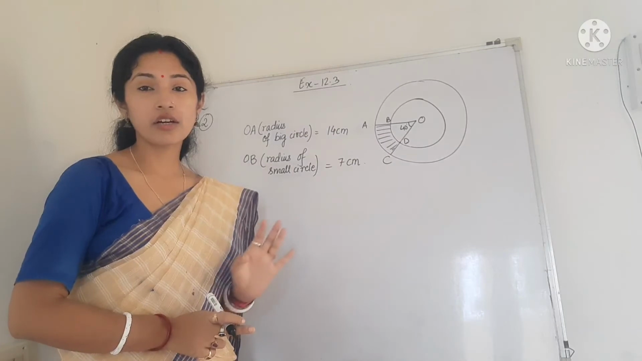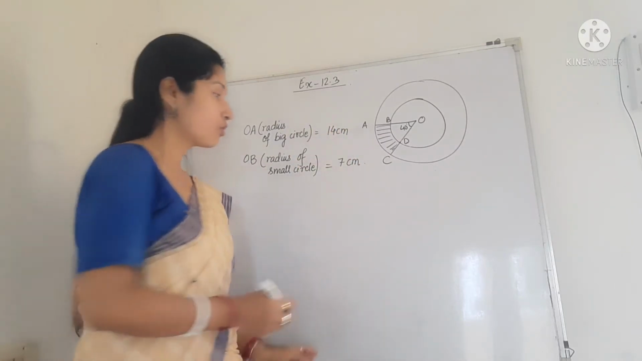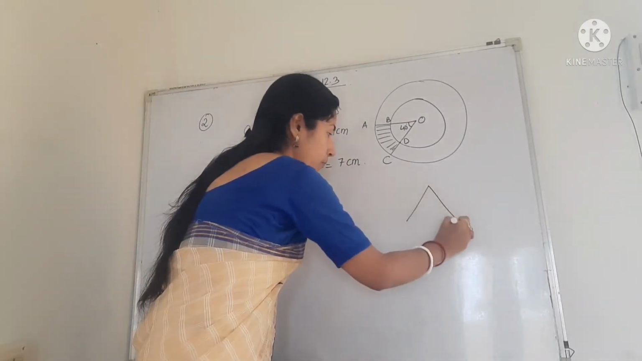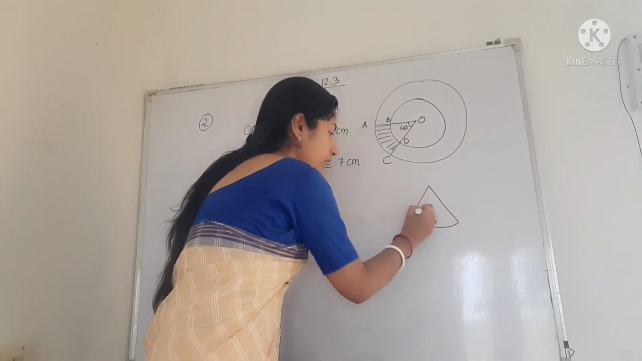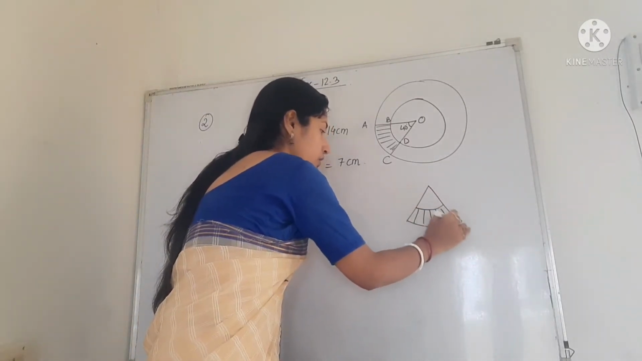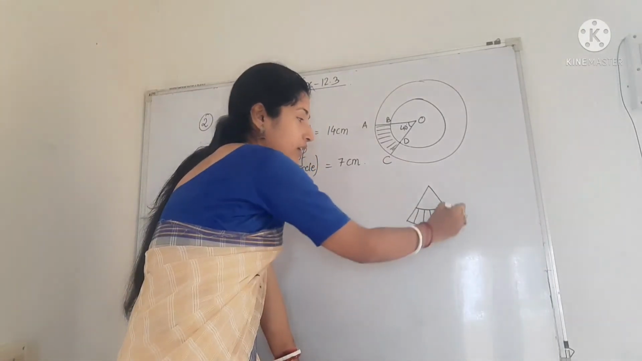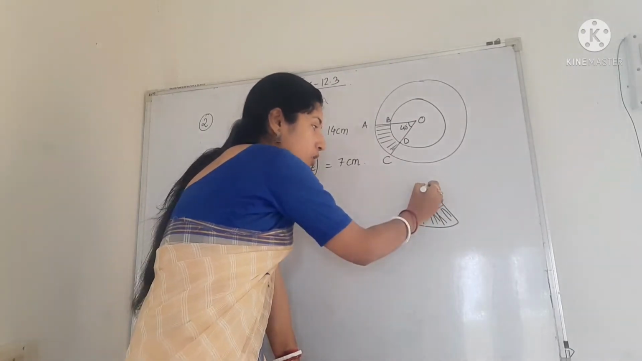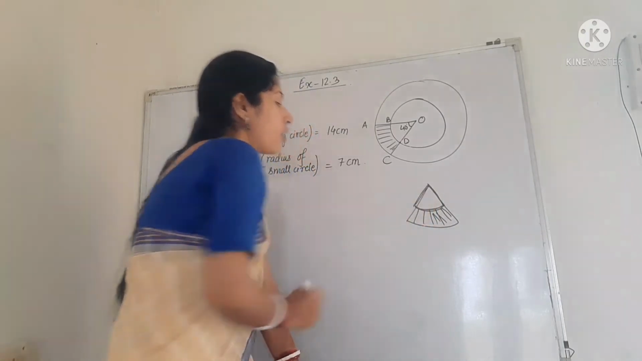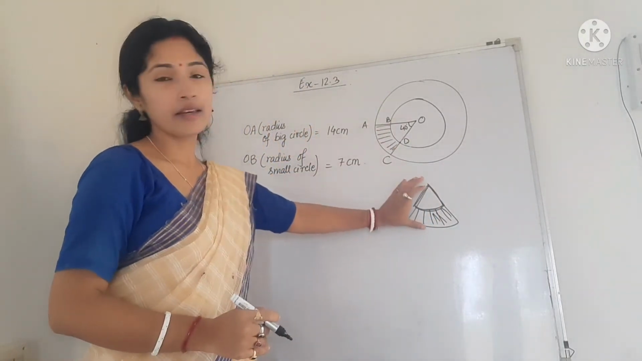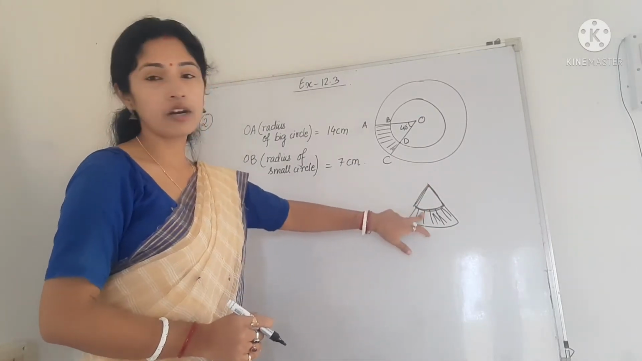You can see the shaded part is coming inside the sector region. This is the sector part of a circle. Now we have to find this shaded area. If we find the area of the bigger sector, this one, and this is also a sector, the smaller sector here, then from the bigger sector area, if we subtract the smaller sector area, we will get the area of the shaded part.